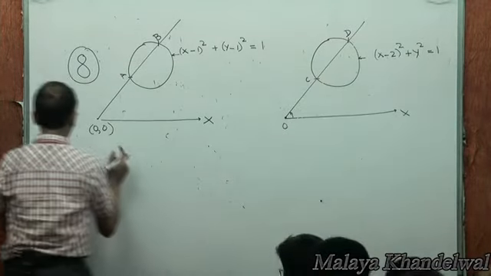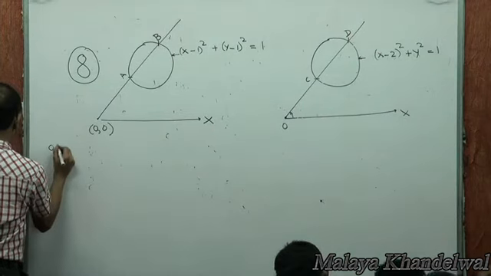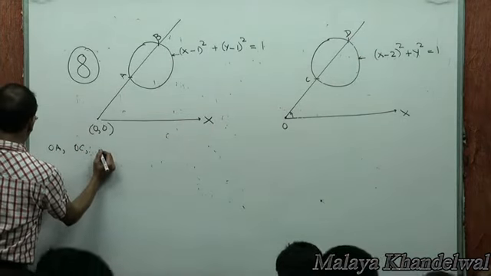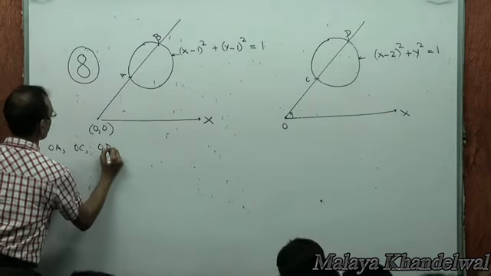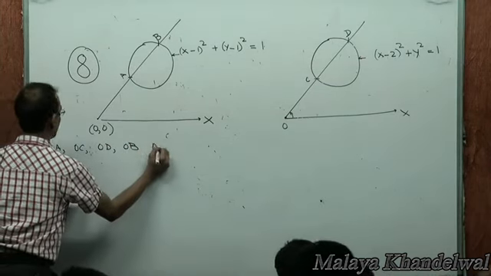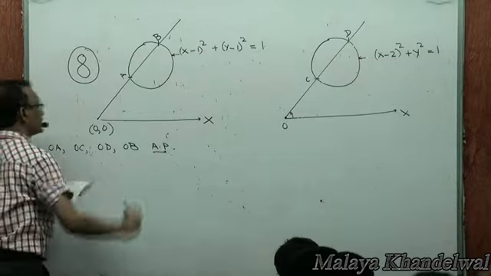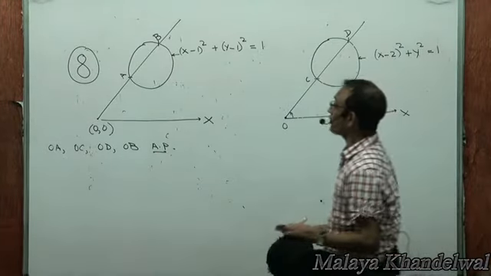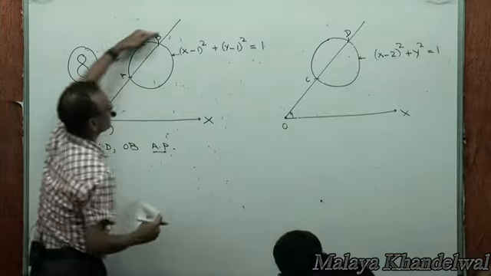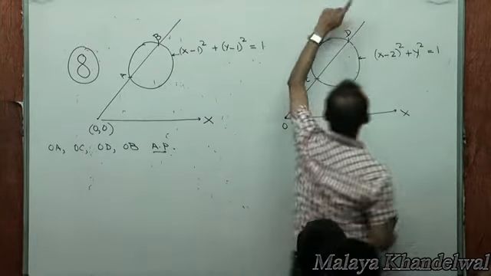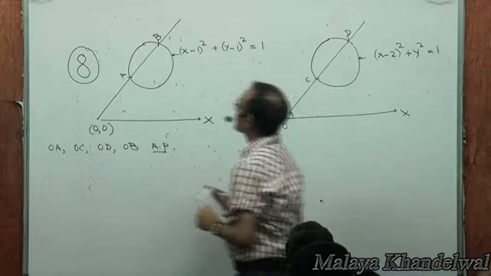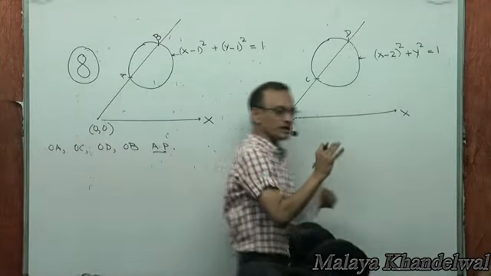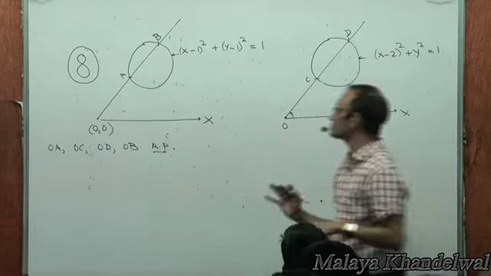Now it is given that OA, OC, OD and OB are in arithmetic progression. We want to find the equation of this line. I mean, this is the same line, right? I've just drawn it in two different views. It's the same line that I'm talking of, but I've just drawn it in different views, right?